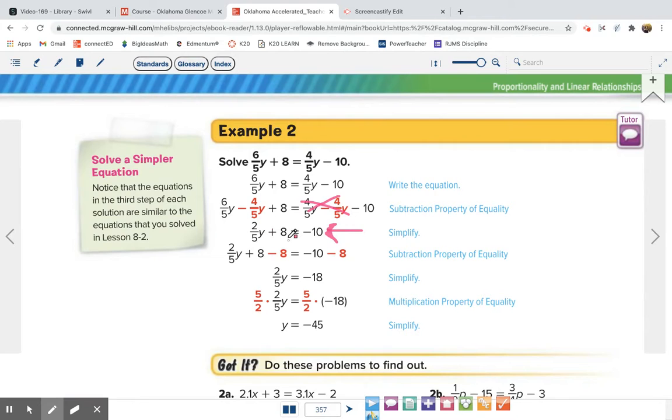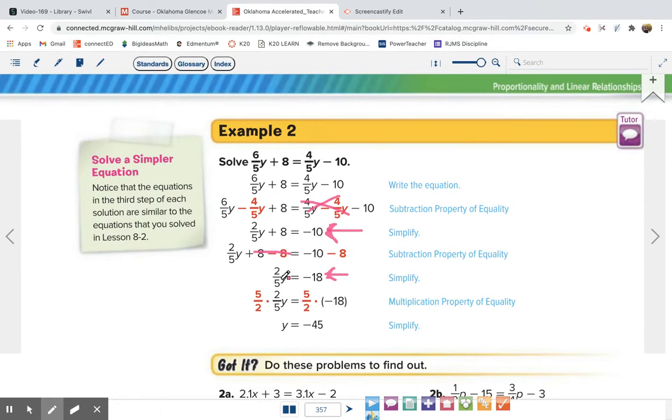So we get rid of the 8 first because it's being added. We subtract that from both sides. That cancels here. I'm just left with 2/5 y equals, then I have negative 10 minus 8 more. That's negative 18. Now from here, 2/5 y equals negative 18.